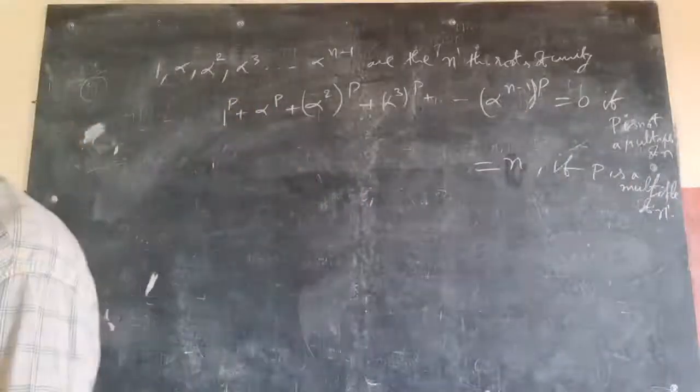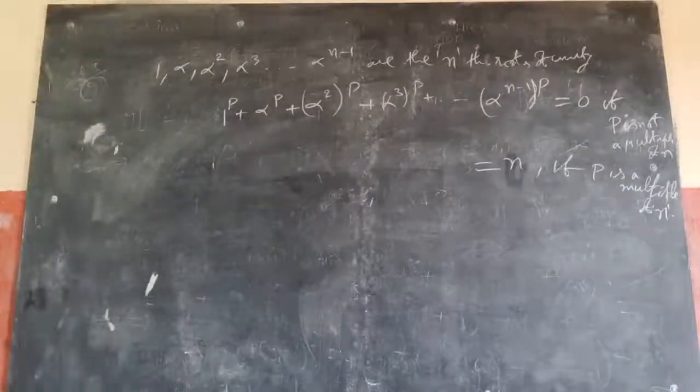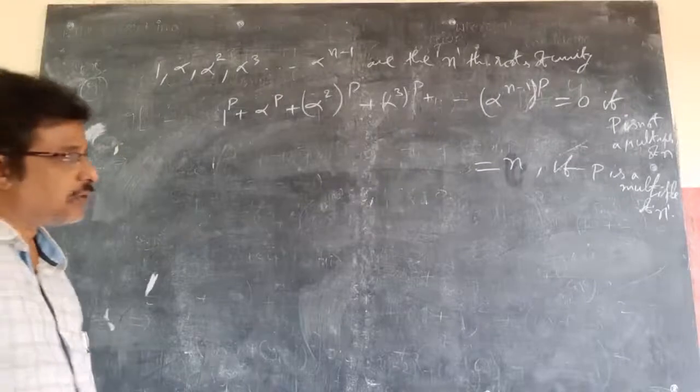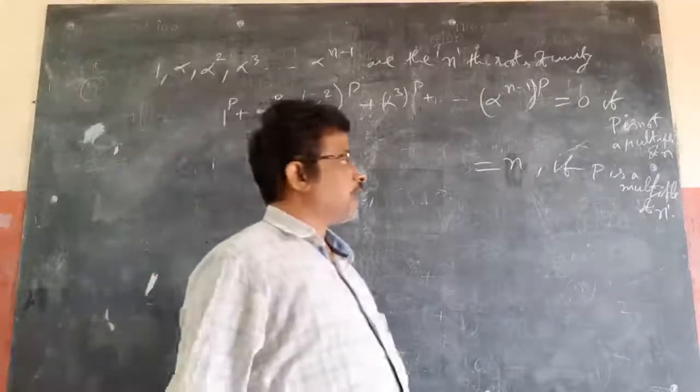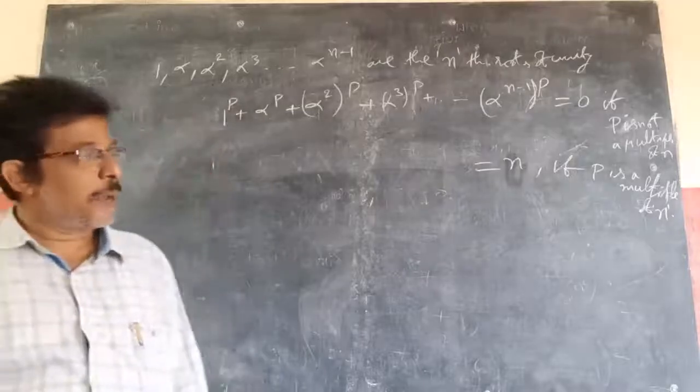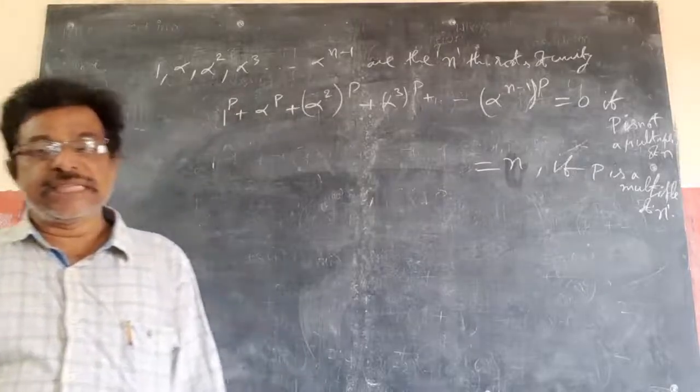If p is a multiple of n, what he is saying is that 1 power p plus alpha power p plus alpha square whole power p and so on, up to alpha power n minus 1 whole power p, is equal to 0 if p is not a multiple of n, and is equal to n if p is a multiple of n.